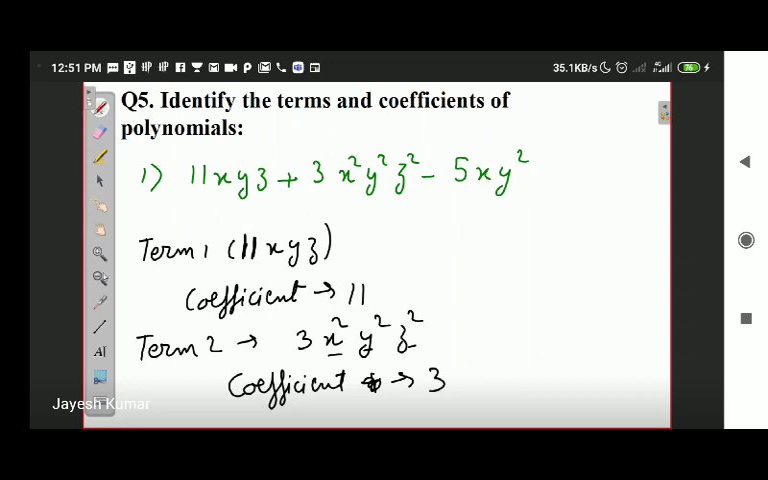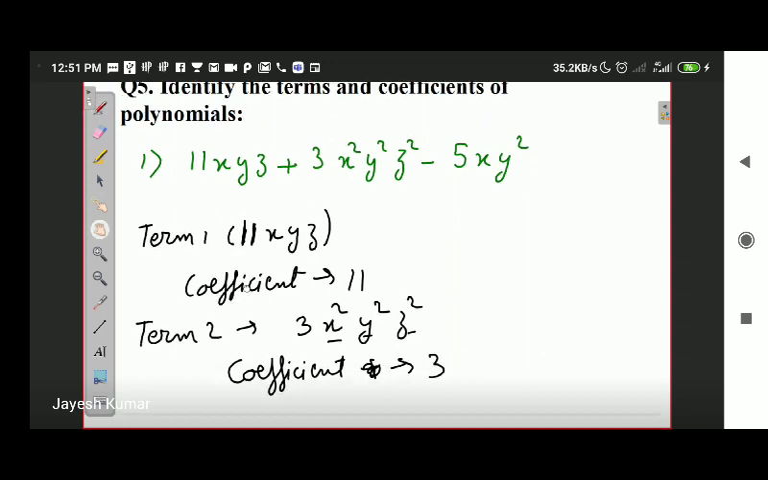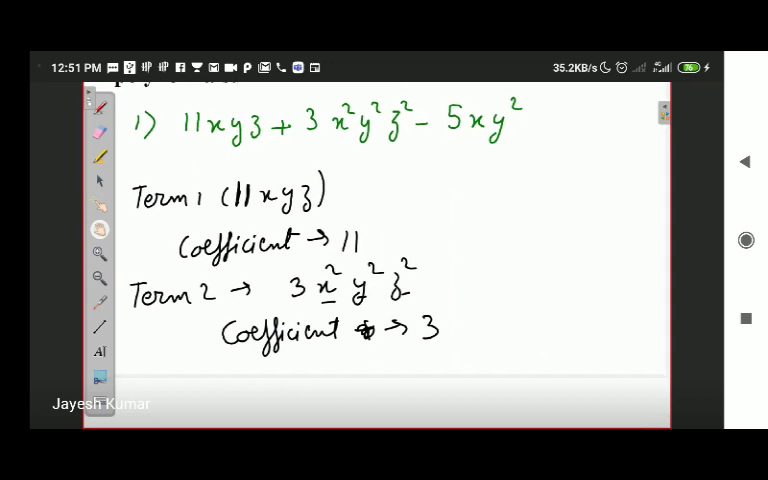Okay, in the same manner you have the third term, minus 5x y square. See, the sign is included in the term. All these were positive, so I did not put any signs. This is negative, so I put on the sign, and coefficient here is minus 5.